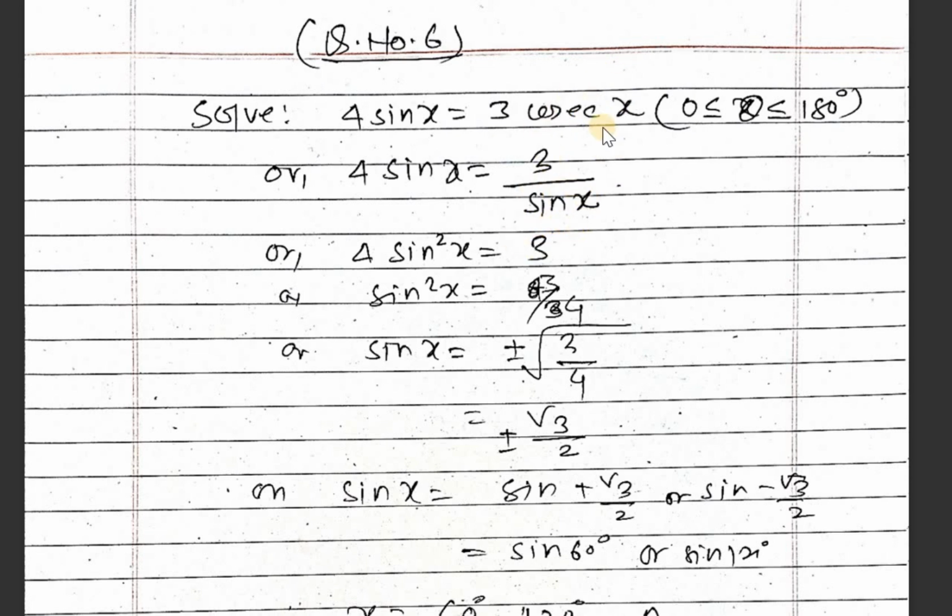We know cosec x equals 1 by sin x. So 3 by sin x. 4 sin squared x equals 3. Sin squared x equals 3 by 4. So sin x equals plus or minus root 3 by 4.